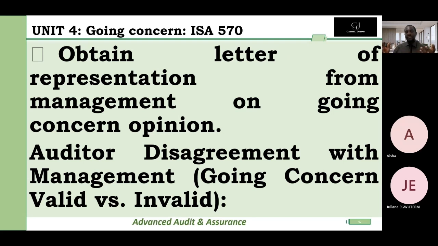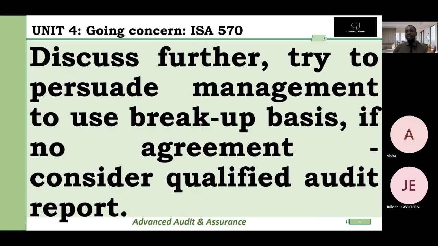And the auditor's disagreement with management on any going concern issues, whether valid or invalid, should be documented by the auditor. So we need to discuss further with management, try to persuade management to use the breakup basis, and if no agreement is reached, qualify the report. So what is breakup basis? Breakup basis is to end the going concern status of the company, or maybe liquidate or file for bankruptcy. And if they refuse, then based on the going concern issues that are very, very material, you can qualify the audit report based on that. So we look at the qualified opinion, unqualified opinion later as we go on.